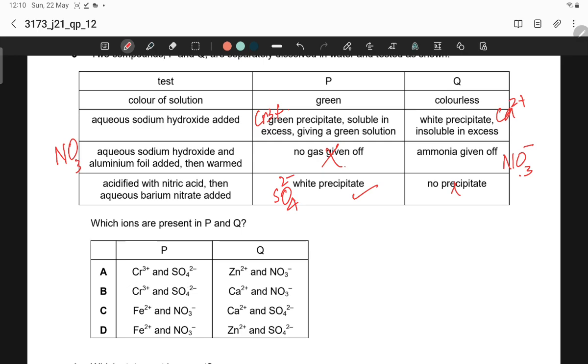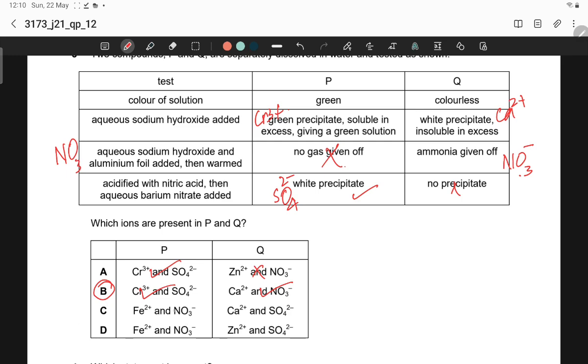So chromium and sulfate is correct, but zinc and nitrate is incorrect because zinc is soluble in excess. Option B, chromium and sulfate, is correct. Calcium and nitrate is also correct. So option B is the correct option.